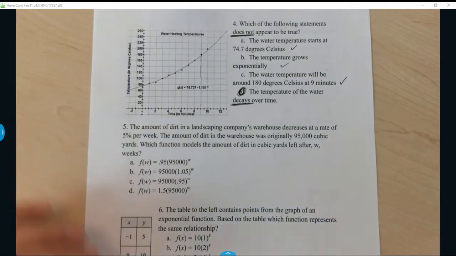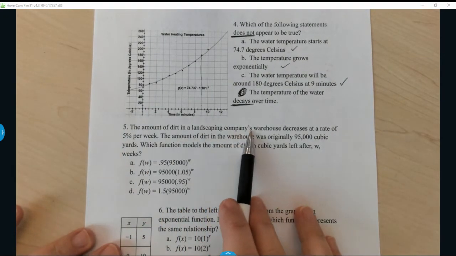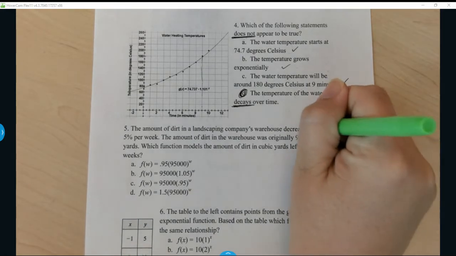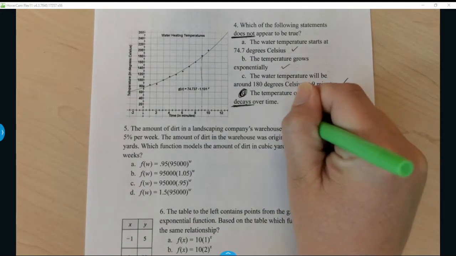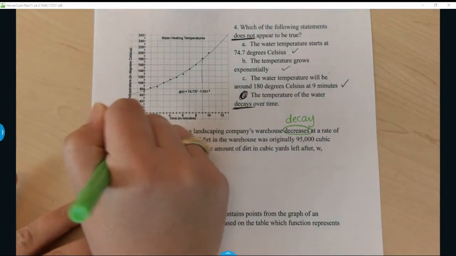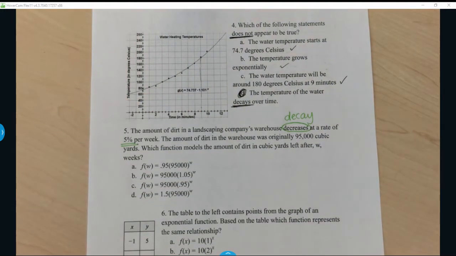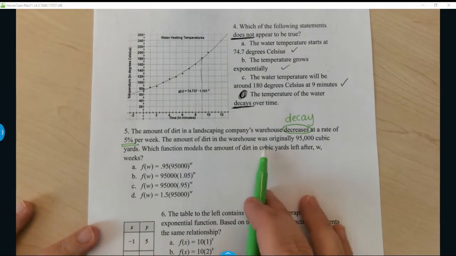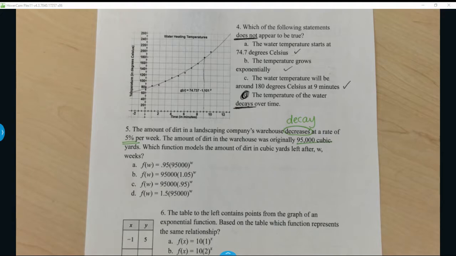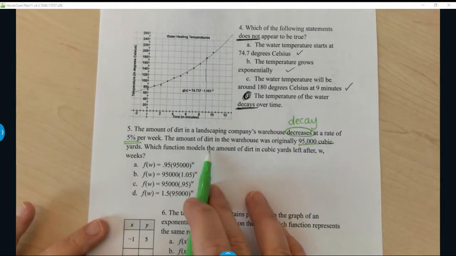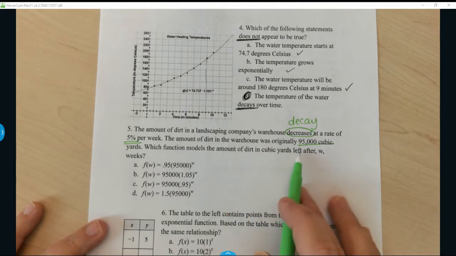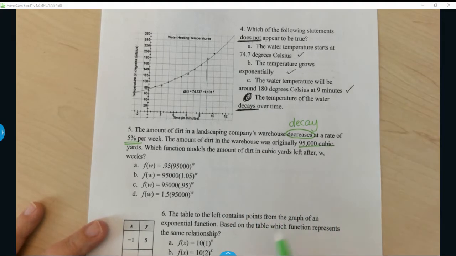Number 5, the amount of dirt in a landscaping company's warehouse decreases. So that's probably going to be telling us that we're going to be working with decay at a rate of 5% per week. The amount of dirt in the warehouse was originally 95,000 cubic yards. Which function models the amount of dirt in cubic yards left after W weeks?